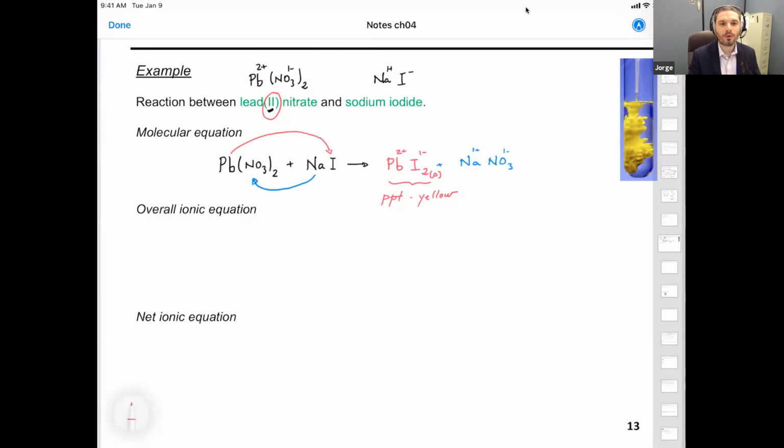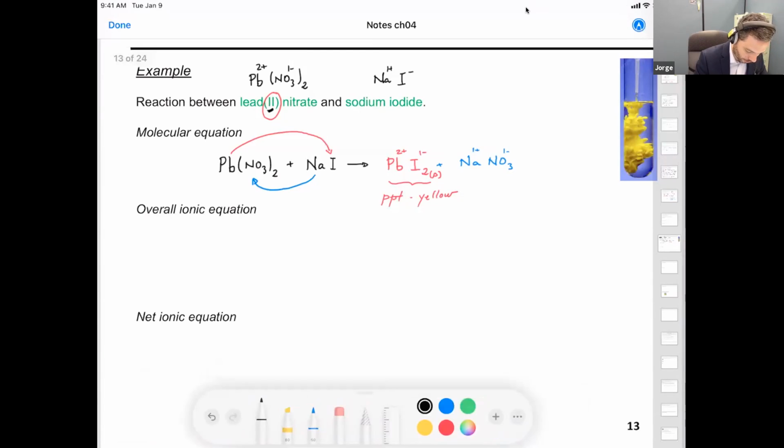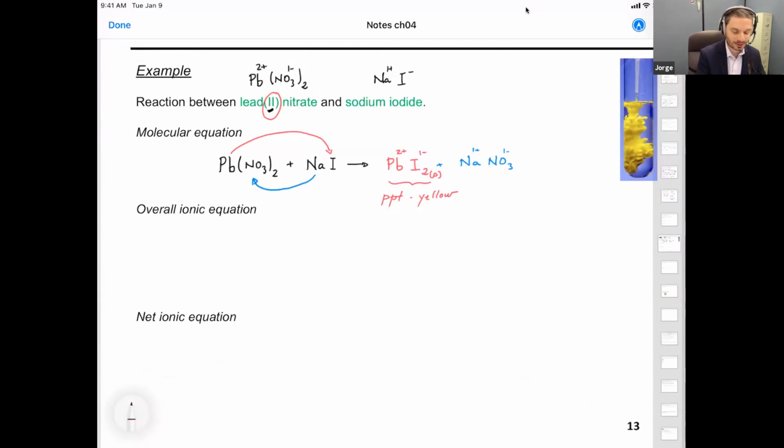Okay, so now the next step is to write the overall ionic, oh, sorry. Before moving to the overall ionic equation, we must balance the molecular equation. We have two iodides on the product side. So therefore, we need two on the reagent side. As a result, now we have two sodiums, then we need two sodiums here, and then one and one, and the reaction is balanced out.